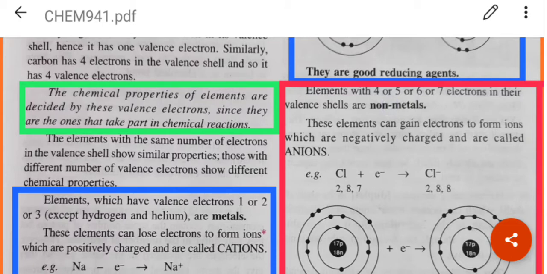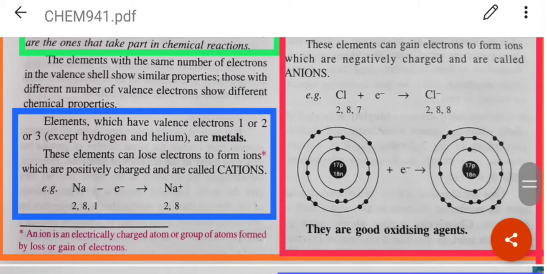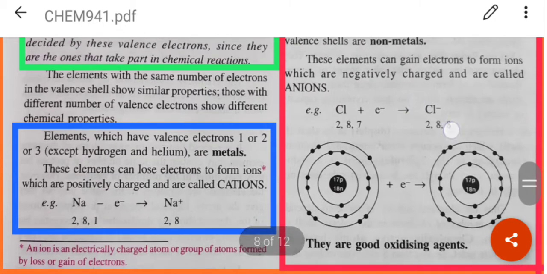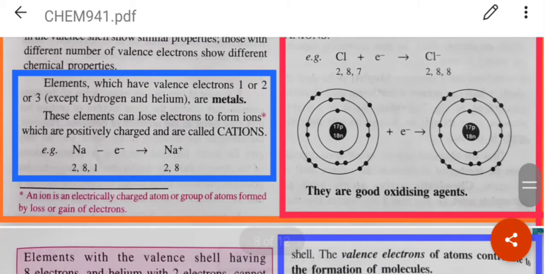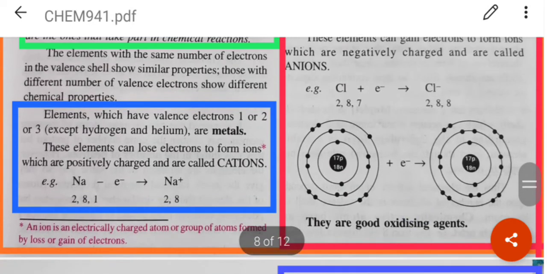And elements with 4, 5, 6 or 7 electrons in their valence shells are non-metals. So these elements can gain electrons to form ions which are negatively charged. And what are they called? Anions. Okay. For example, chlorine. The electronic configuration is 2, 8, 7. So it gains one electron and hence it forms a negatively charged ion which is known as anion. Okay. And its electronic configuration is satisfied, and they are good oxidizing agents.